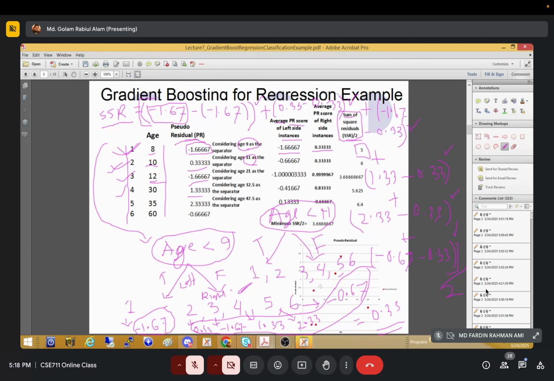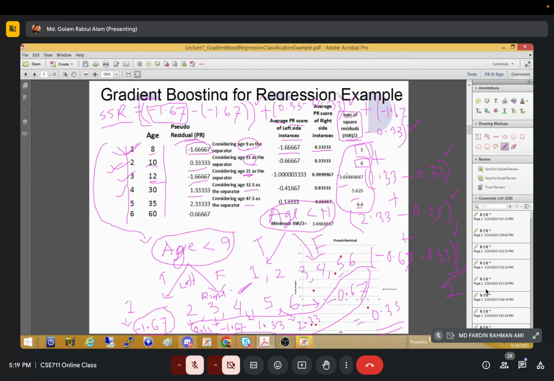So now again we have to find the average of the left side instances and the average of the right side instances. In this way we can find the sum of squared residuals, and this time we will get 6. Similarly, we have to consider 21 as the separator, then 32.5, then 47.5, and find the corresponding sum of squared residuals by 2. So these will be the sum of squared residuals by 2.